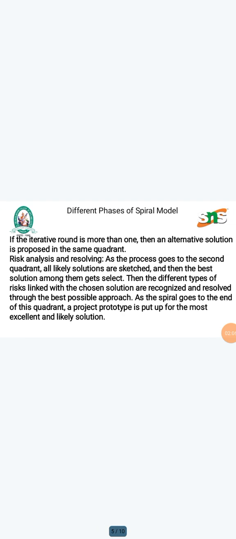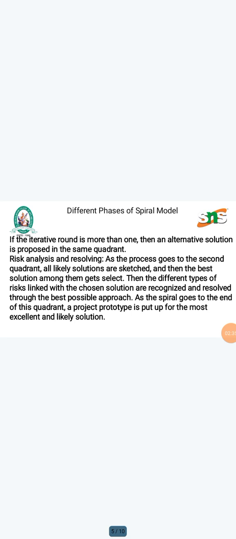Different phases of spiral model. If the iterative round is more than one, then the alternative solution is proposed in the same quadrant. Risk analysis and resolution. As the process goes to the second quadrant, all likely solutions are sketched and then the best solution among them gets selected. Then the different types of risk linked with the chosen solutions are recognized and resolved through the best possible approach.